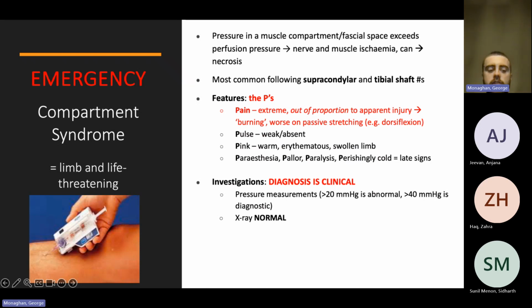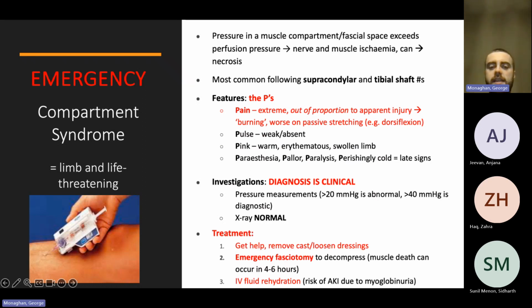So it's a clinical diagnosis because it's really serious. We don't want to mess around with loads of diagnostic tests. If you see these P's, the features, and they've just had a tibial fracture, for example, a tibial shaft fracture, you're thinking of this. And then the treatment is, if they have a dressing or a plaster cast on, you want to get that off straight away.